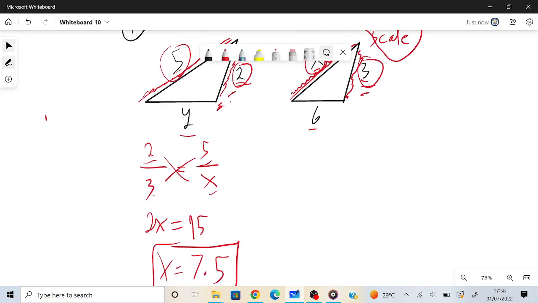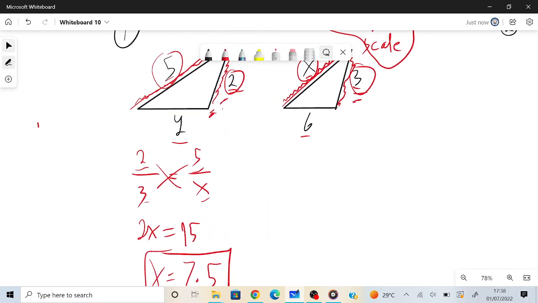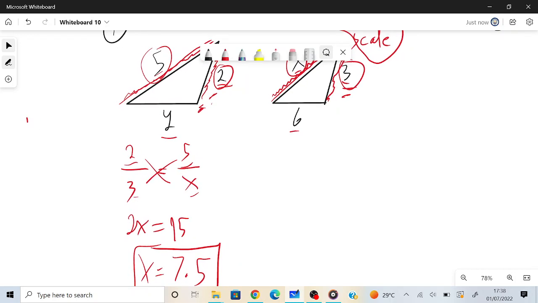And now that you have your x, we can now solve for y. Actually, we don't even need our x to solve for y. Since we already have one fraction that's known for both the sides, we can use that again. We can do 2 over 3, but this time equate it to using y and 6, because we know that this side of the triangle is represented by this side of the triangle.